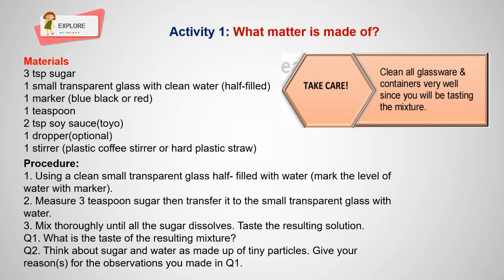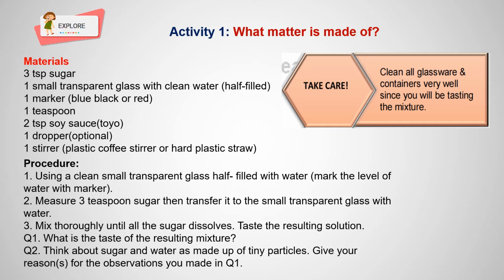Activity entitled, What Matter is Made of? Materials: 3 teaspoons of sugar, 1 small transparent glass with clean water, half filled, 1 marker, either blue, black, or red, 1 teaspoon, 2 teaspoons soy sauce or tuyo, 1 dropper (optional), 1 stirrer, plastic coffee stirrer or hard plastic straw. Take note: clean all glassware and containers very well since you will be tasting the mixture.